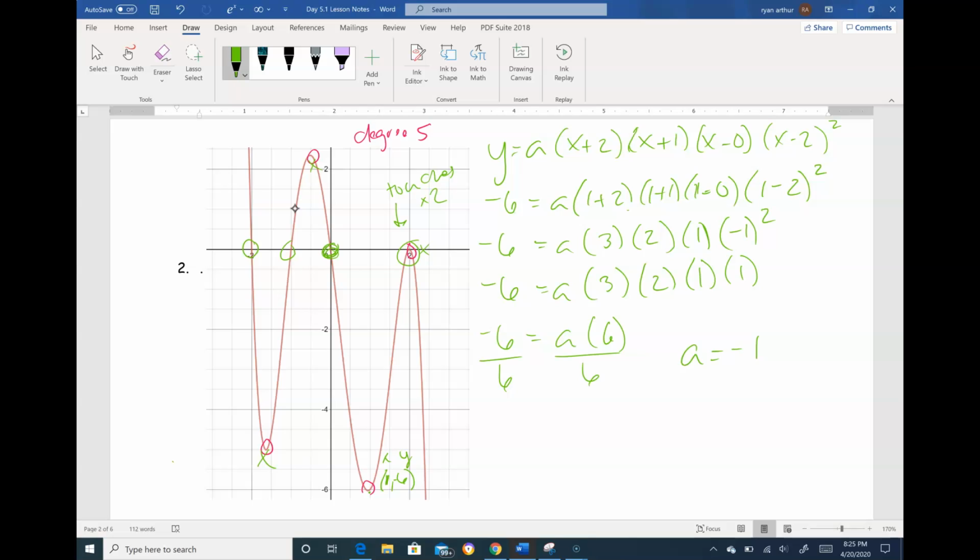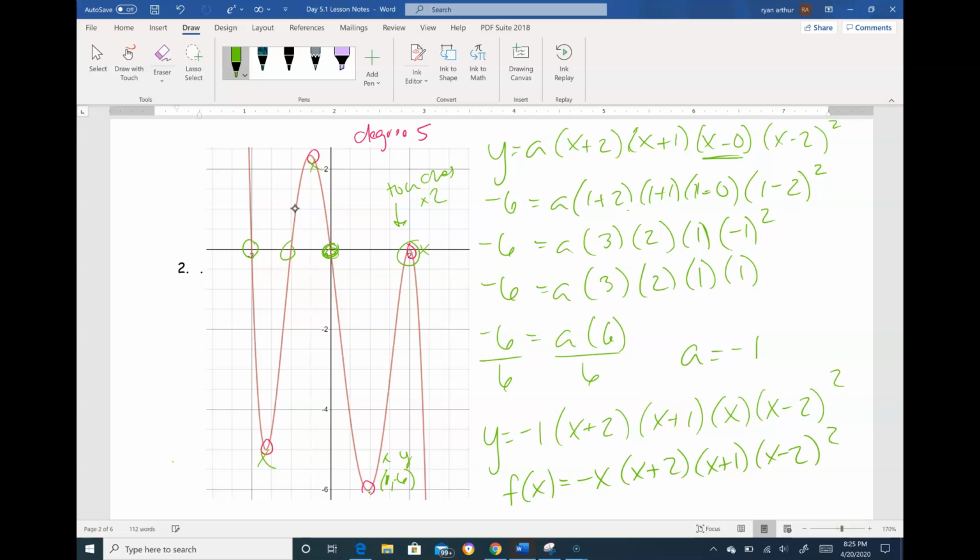So when we write this, it's y equals negative 1, x plus 2, x plus 1. We're not going to write x minus 0. We're just going to write x. And then x minus 2 squared. Now some people even like to put the x up front to make it look a little better and get rid of the 1. So it'd be negative x, x plus 2, x plus 1, x minus 2 squared. That's really how it should be written.